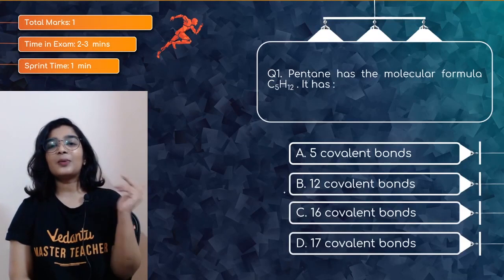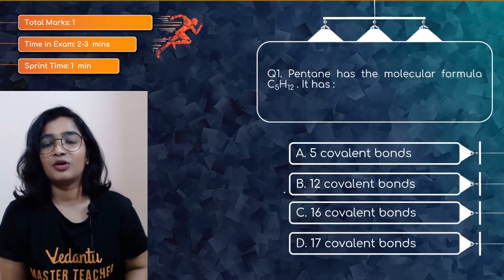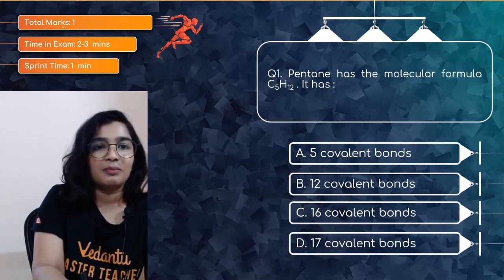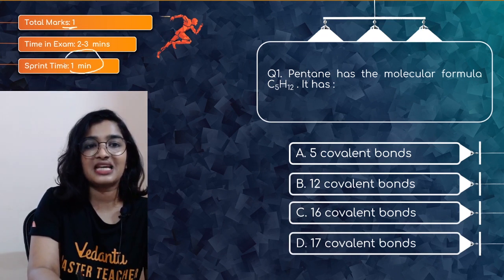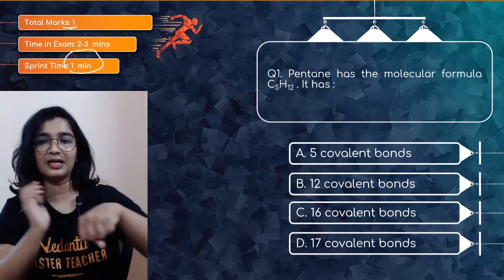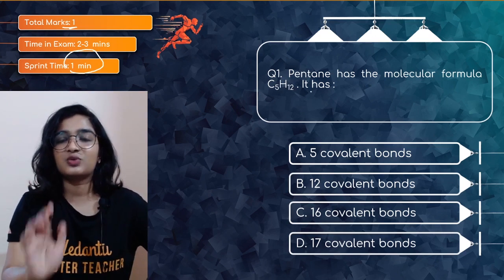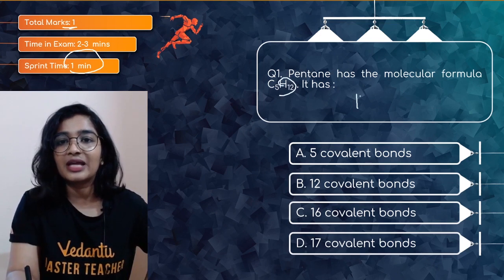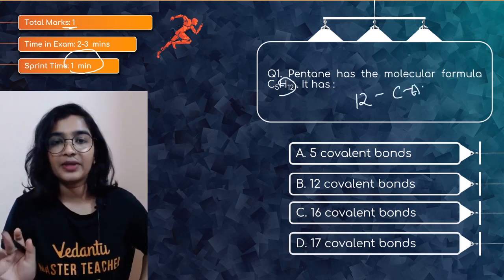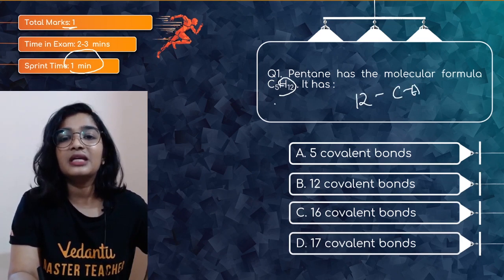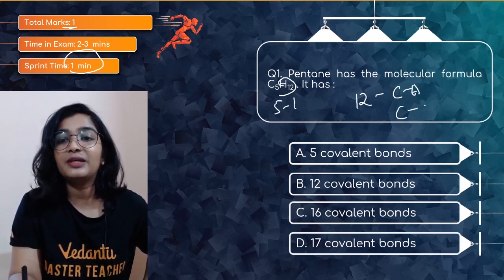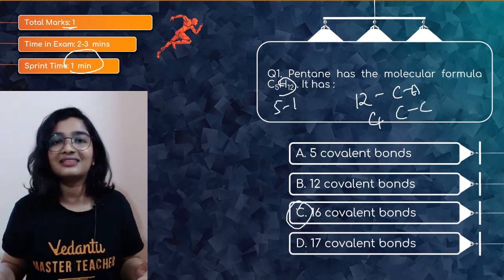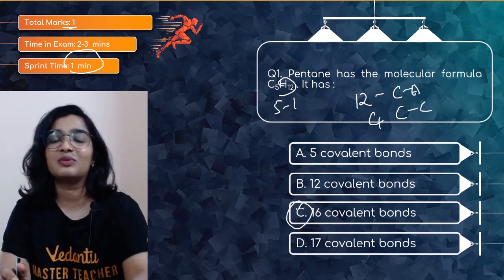The first question is, pentane has the molecular formula C5H12. This is a 1 marker question, you get 2-3 minutes, but in sprint time we will solve it within a minute. I have already taught you the trick. Hydrogen is 12, so there will be 12 C-H bonds. And you have 5 carbon atoms, so 5 minus 1, there will be 4 C-C bonds. So 12 plus 4 is 16. If you want to check it, write the structure and then count it. The answer will be the same.